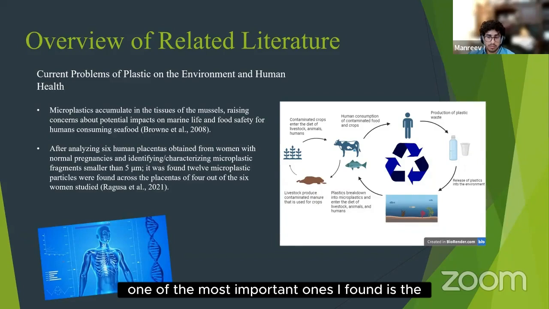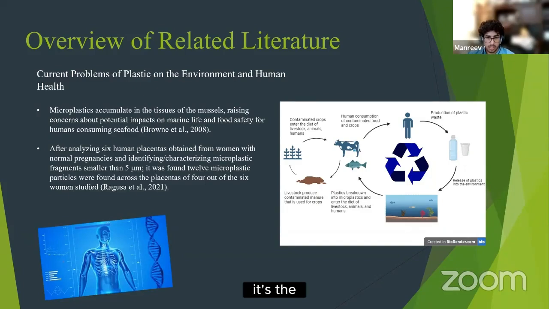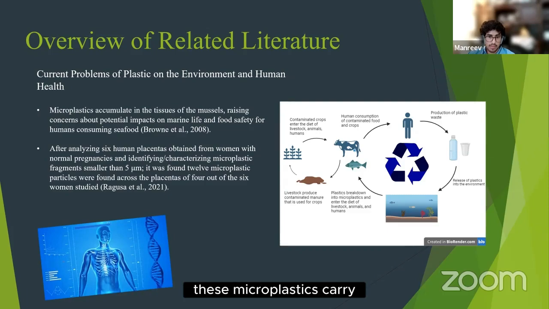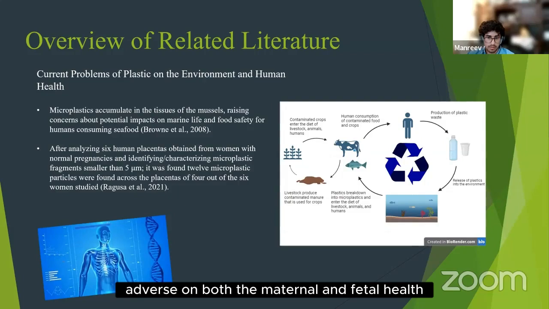One of the most important ones I found is the microplastics affecting the placenta. For people who don't know what the placenta is, it's the female organ that provides oxygen and nutrients to a developing baby. Obviously, this is important for the long-term growth of the fetus. These microplastics carry chemicals known as endocrine disruptors, and they pose potential risks to human health and the fetus. The effects of the microplastics are quite adverse on both maternal and fetal health.